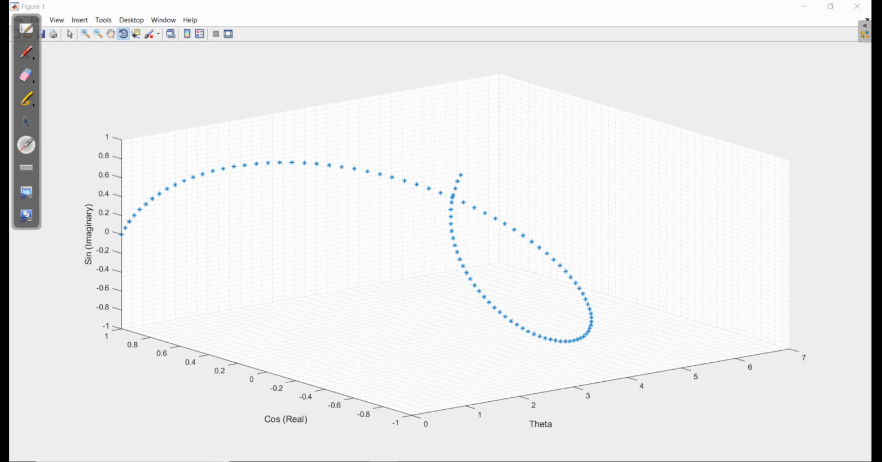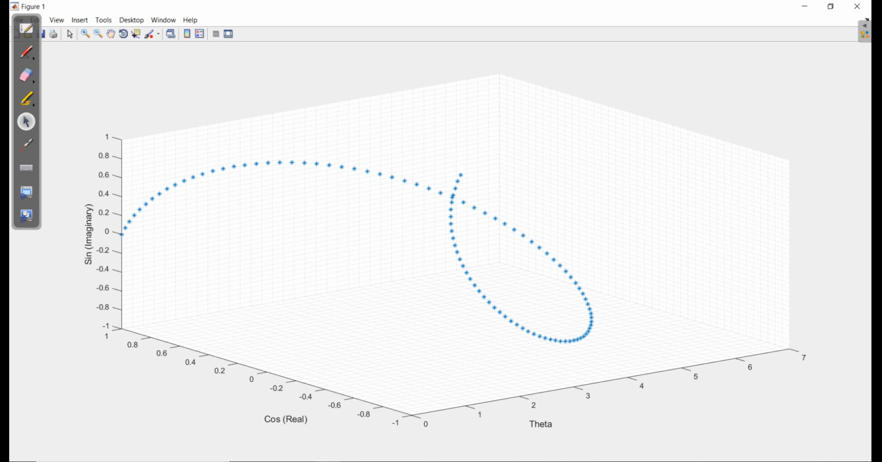Now let's interpret this. What we have plotted is theta, or the angle, on this axis. On this axis we have plotted the cos, or the real part, and on the third axis we have plotted the imaginary, or sine, part. This is the representation of a complex exponential, so it must have the cos part and the sine part. But how to visualize that?